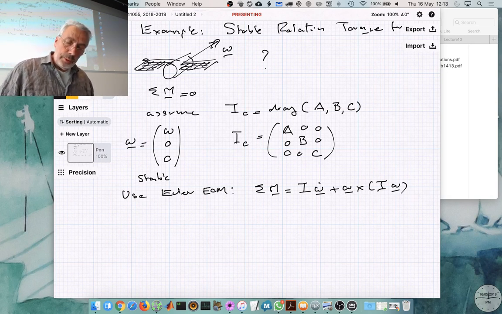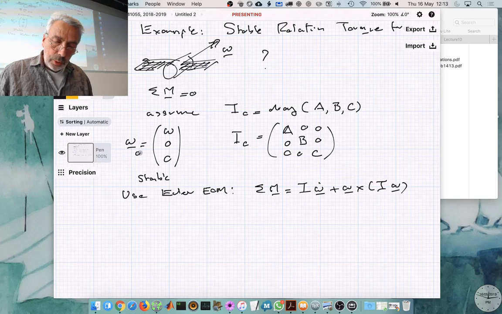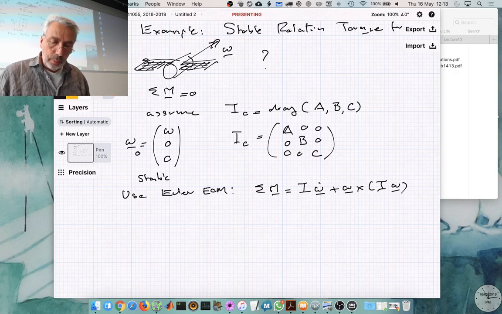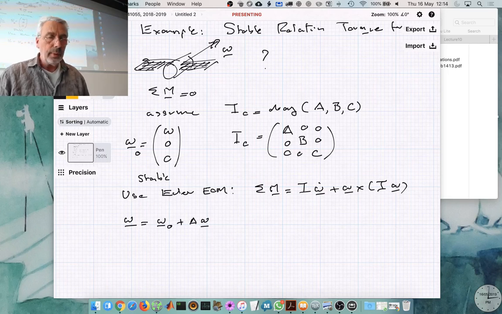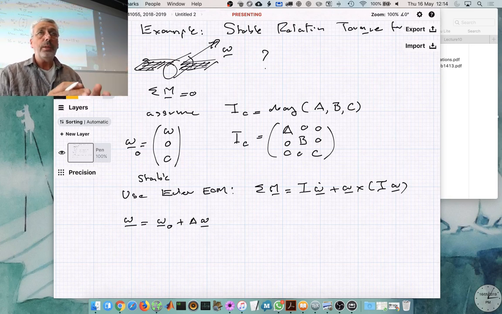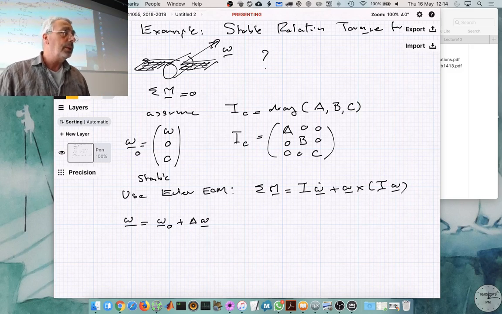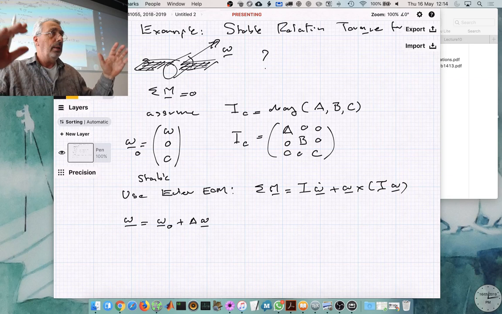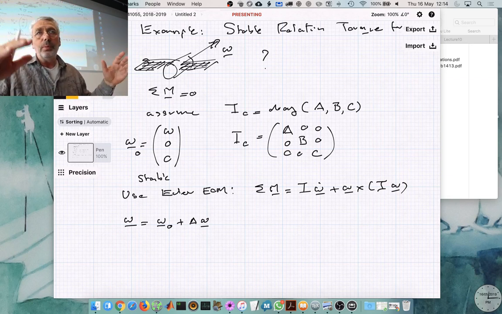But we are interested, of course, this is an initial speed, and we want to know how does it change. So we have to say, well, the angular speed is built up out of some initial speed plus a delta. There's a small change, and if that change decays in time, then it's okay, it's stable. If it explodes in time, then it's unstable, and if it oscillates like this, then it's oscillatory stable, we say.